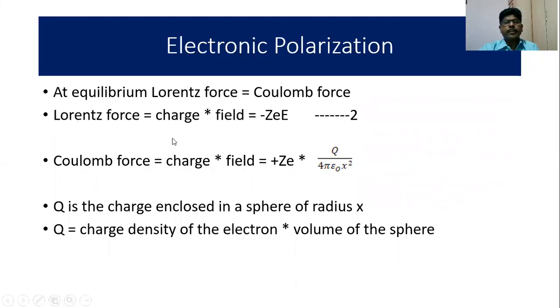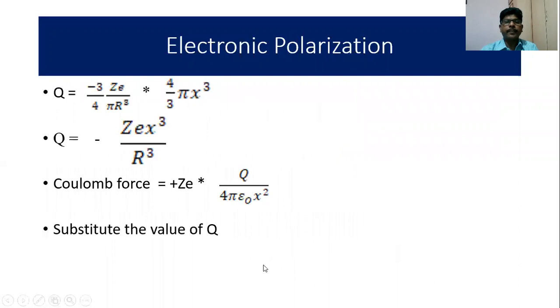Lorentz force is given by charge into field, that is equal to minus Ze into E. Likewise, Coulomb's force is given by Ze into Q divided by 4 pi epsilon naught x square. Q is the charge enclosed in a sphere of radius x. How do you calculate this? It is equal to charge density of the electron into volume of the sphere. So when you substitute the values, Q is equal to minus 3 by 4 Ze by pi r cube into 4 by 3 pi x cube, we get an expression for Q, which is equal to minus Ze x cube by r cube.